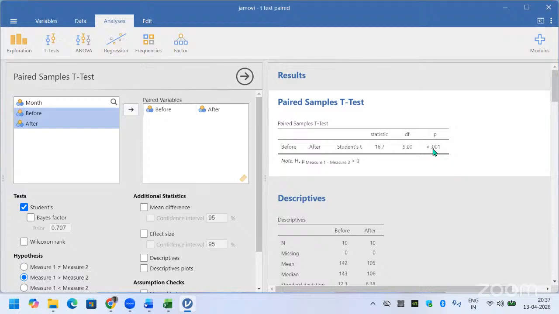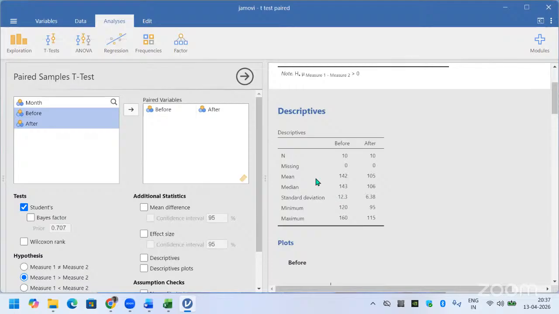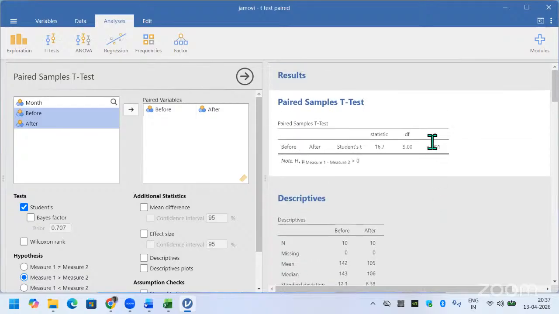After implementing a certain rule or remedy measure for reducing accidents, I can see a significant reduction in the accidents, not only in terms of mean but also median, and the standard deviation got reduced too. The minimum decreased, the maximum decreased, and the significance is less than 0.001. So this is a simple paired t-test that you can do with Jamovi. Is that fine?